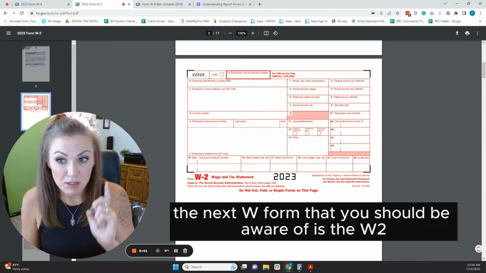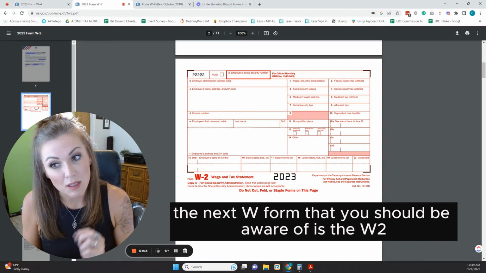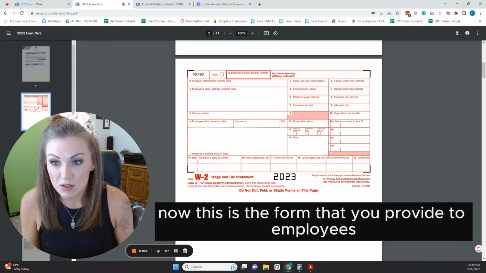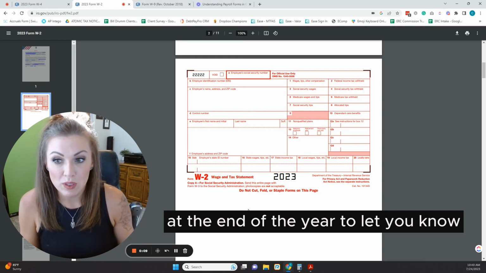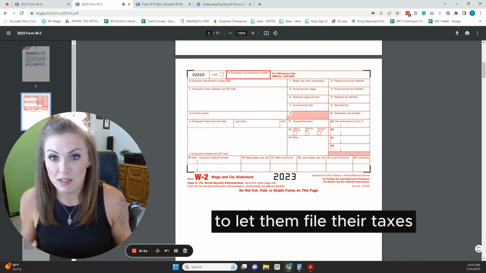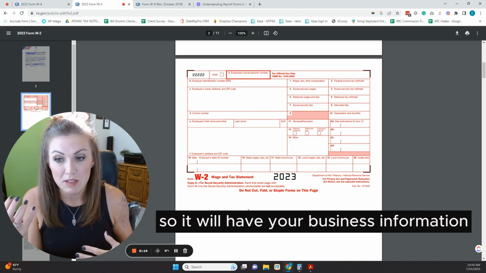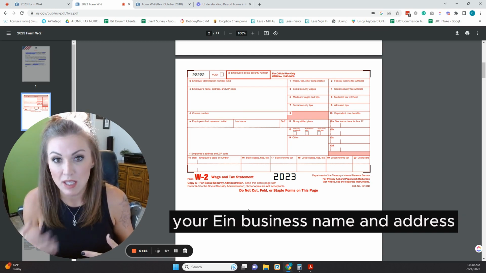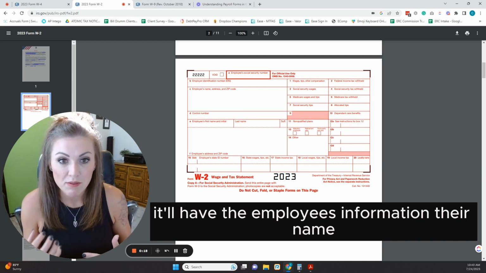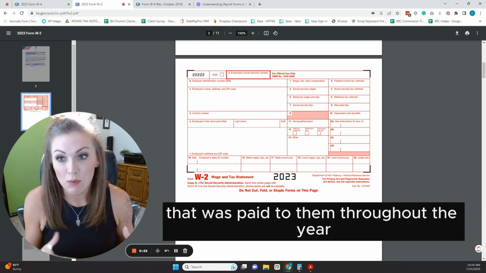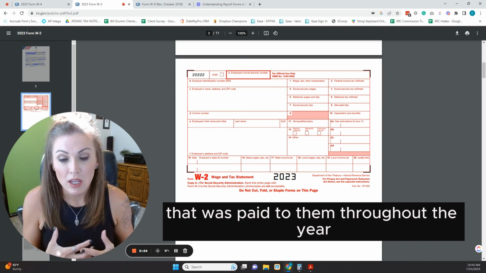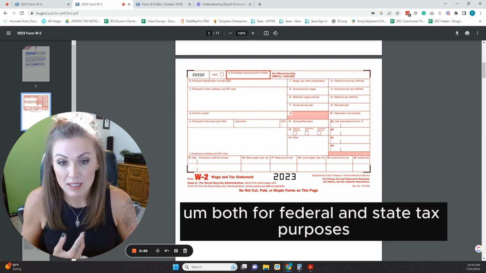The next W form that you should be aware of is the W-2. Now, this is the form that you provide to employees at the end of the year to let them file their taxes. So it will have your business information, your EIN, business name and address. It'll have the employee's information, their name, social, and address, and then it will detail everything that was paid to them throughout the year, both for federal and state tax purposes.